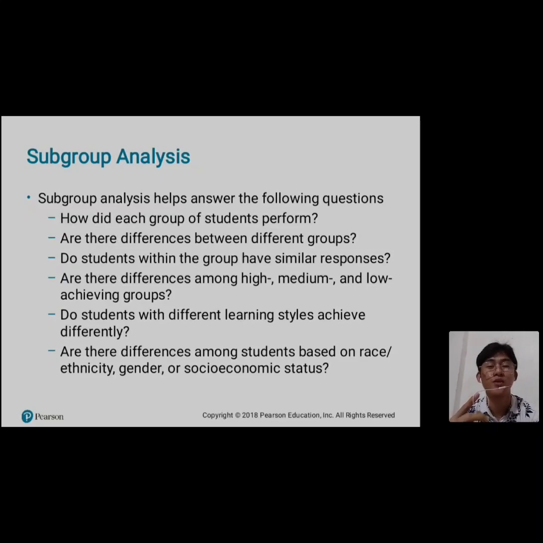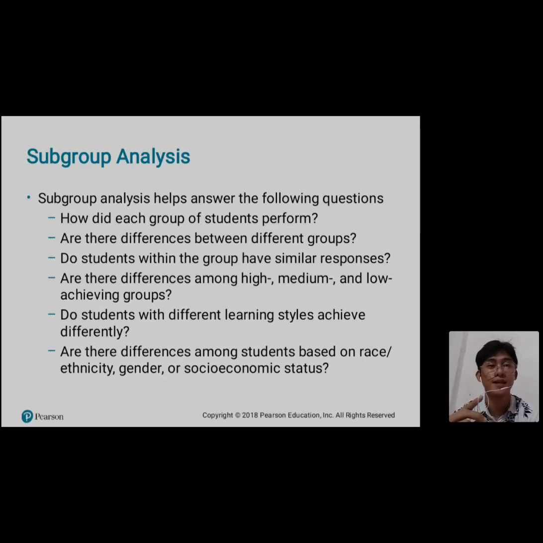In this moment, we will be talking about the subgroup analysis. Now, what is the subgroup analysis? Basically, it is a guide for teachers to answer some following questions in assessing students or groups in a classroom.